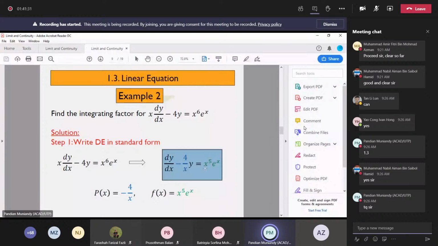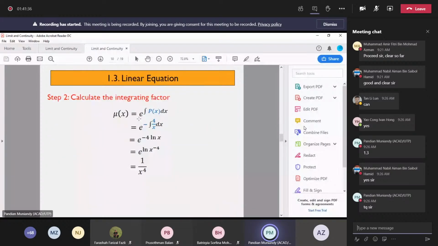Now the integrating factor is like this: e power integral of P(x) dx. You must be very careful in handling this one. This one, minus outside, 4 you can take outside. Integral of 1 over x is ln x. But this one you must write like this: ln x power minus 4. e power ln x power minus 4 is 1 over x power 4. You cannot write in this form, this is not in a nice form. So 1 over x power 4, that is mu(x).